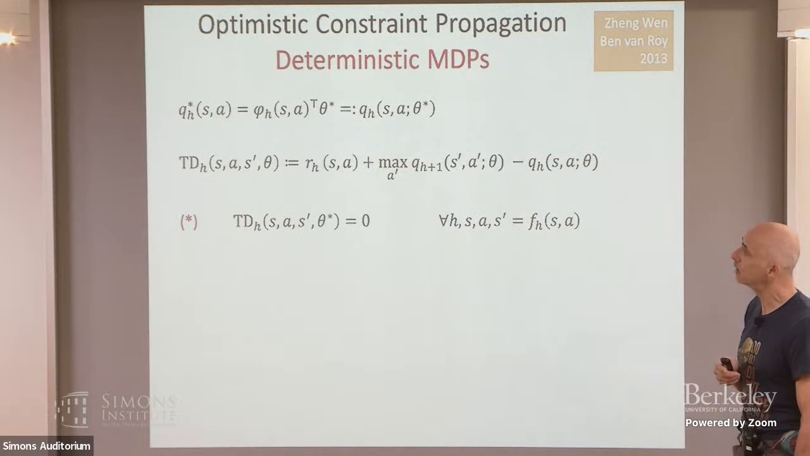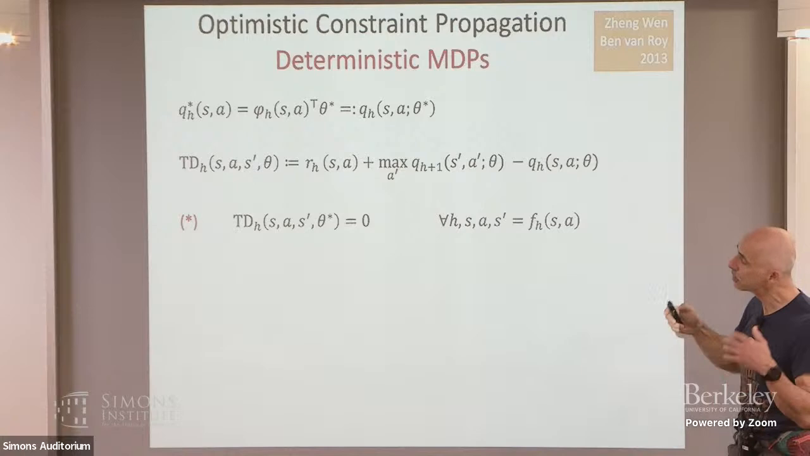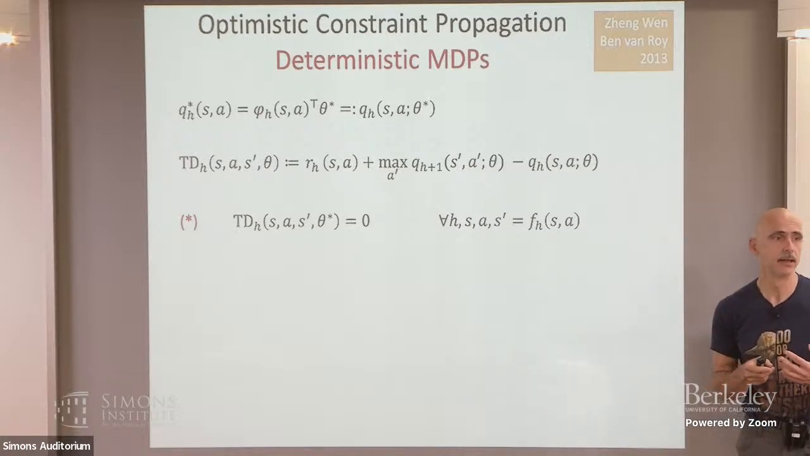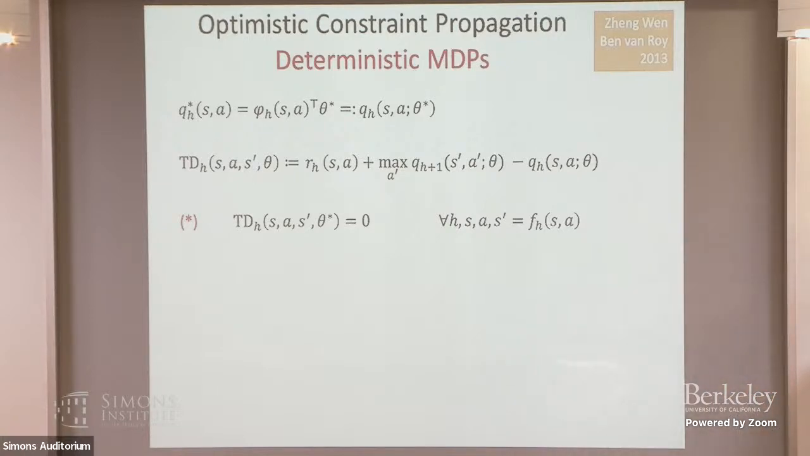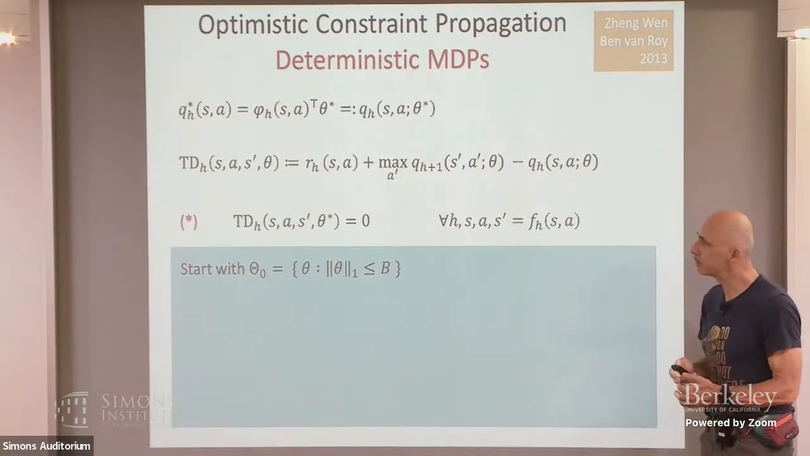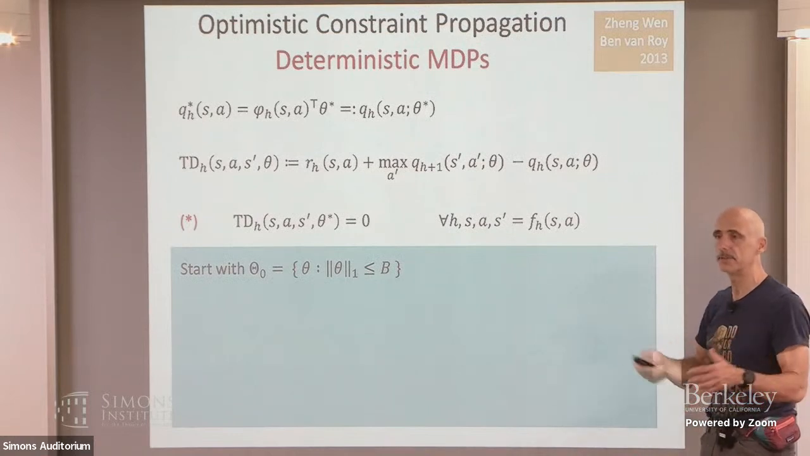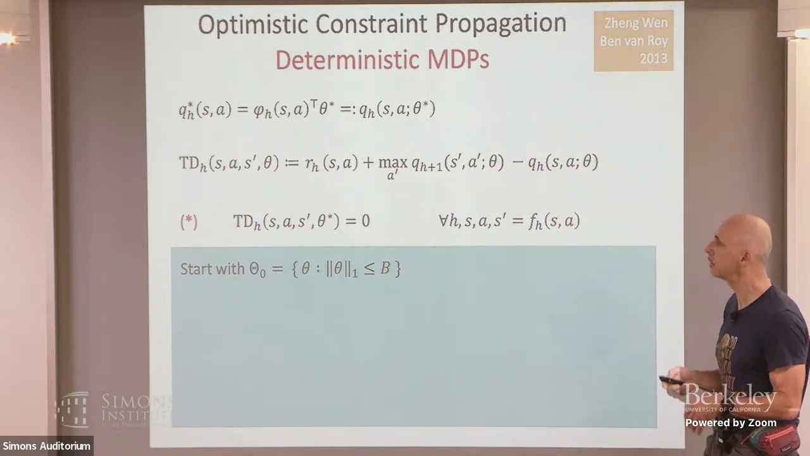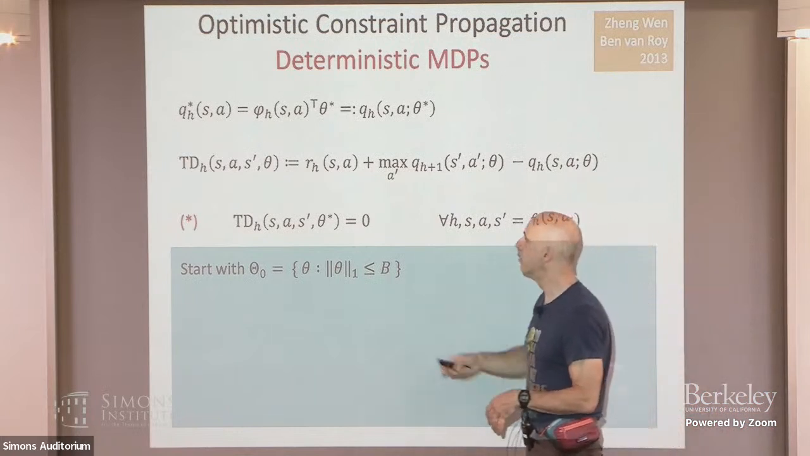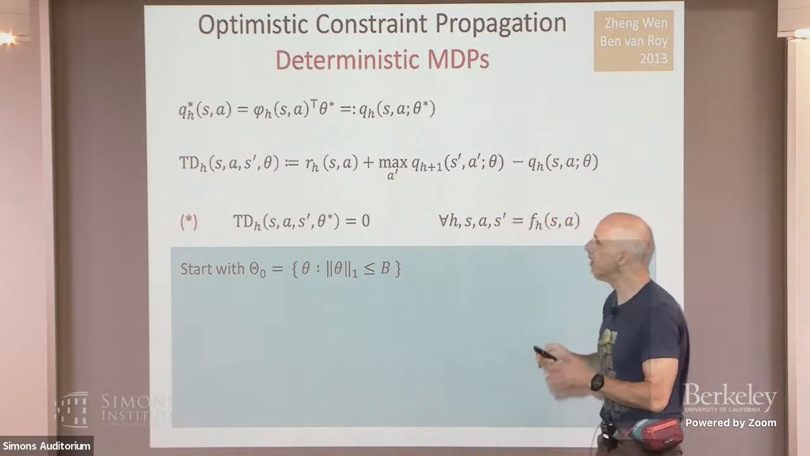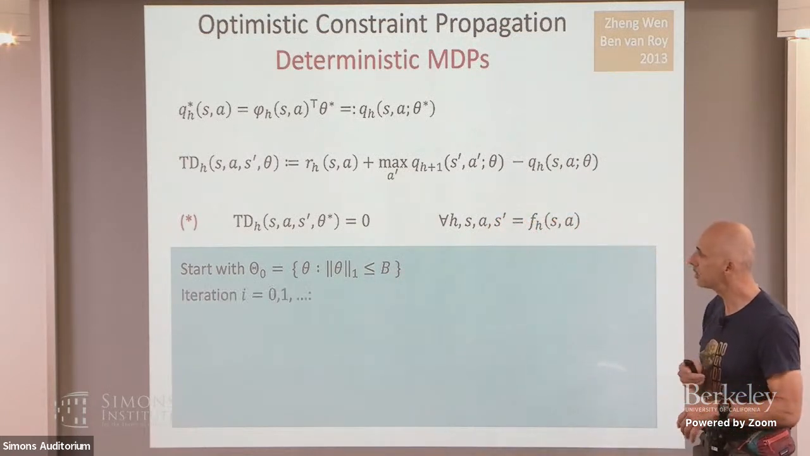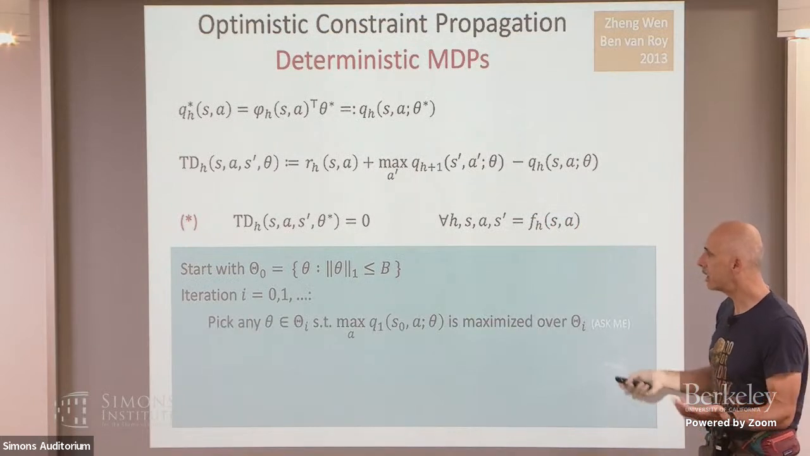So we're going to focus on trying to shrink the parameter space. Initially we are ignorant. We don't know the solution. All the thetas are possible. So we're going to start with all possible parameters. We assume that the true parameter has a known L1 bound, B. It lies in this version space. And we're going to iterate.